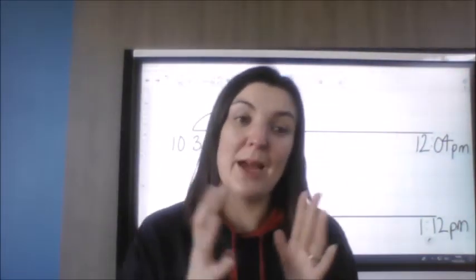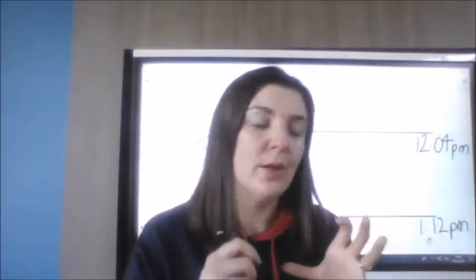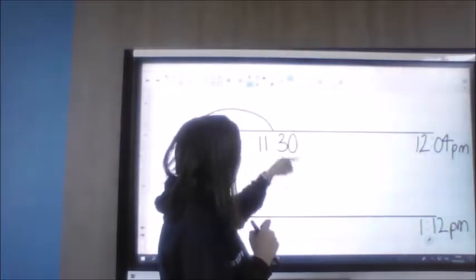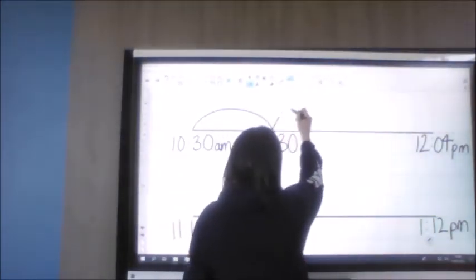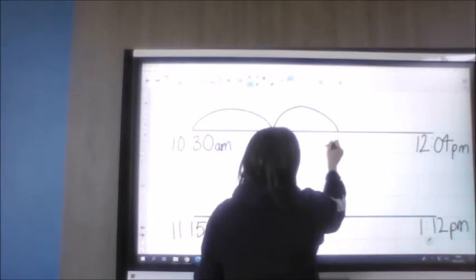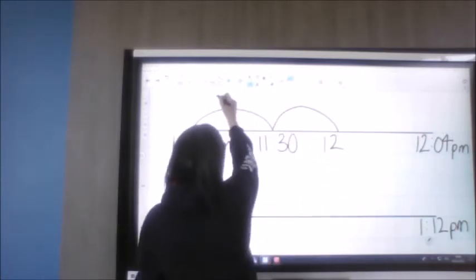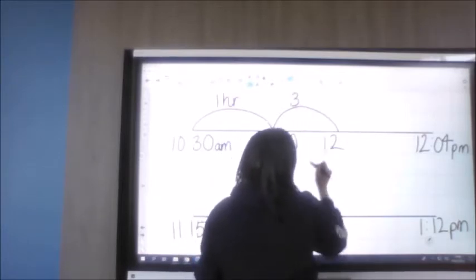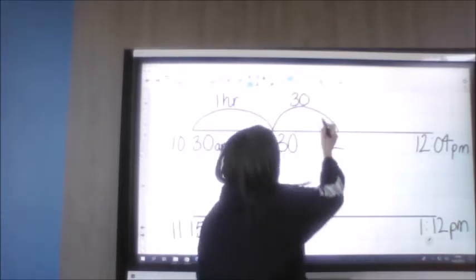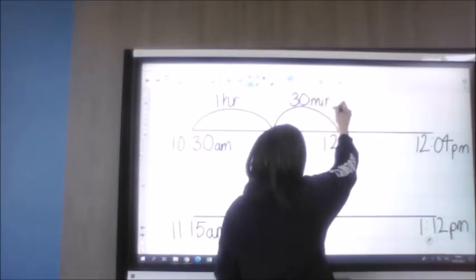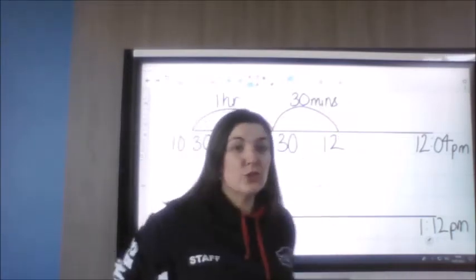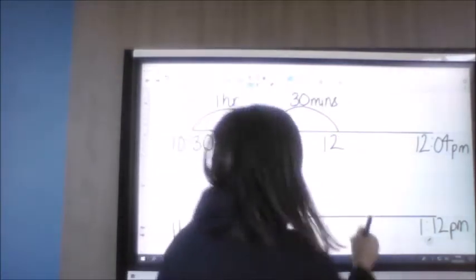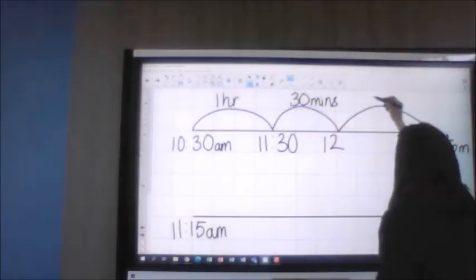So now I've got to make my jumps a little bit smaller. So I know that 30 minutes gets me to 12. Okay. So I've added an hour on my first jump, and then I've added 30 minutes there. So that gets me to 12. And I need to get to 12:04. So I've just got to add another 4 minutes to get to 12:04.